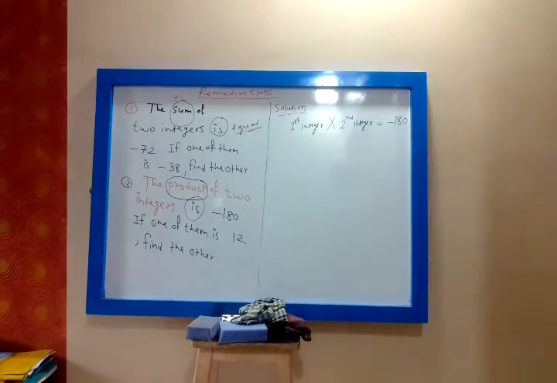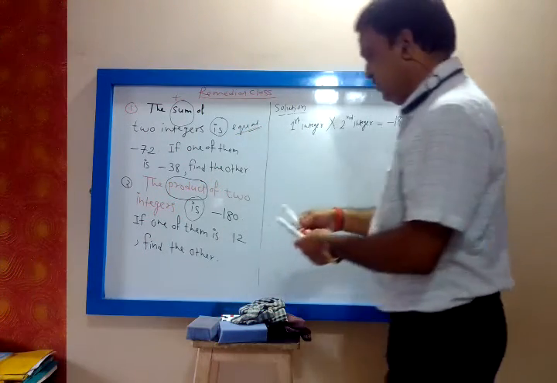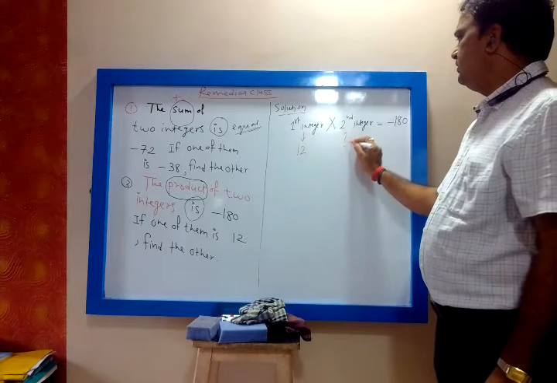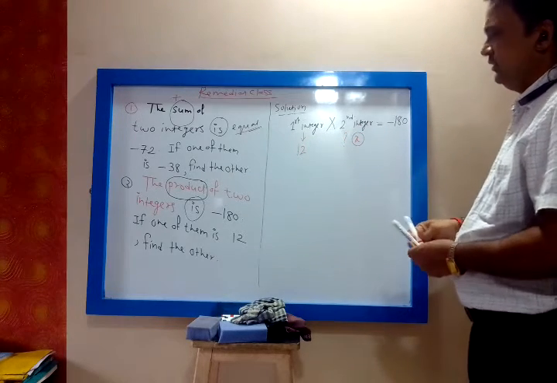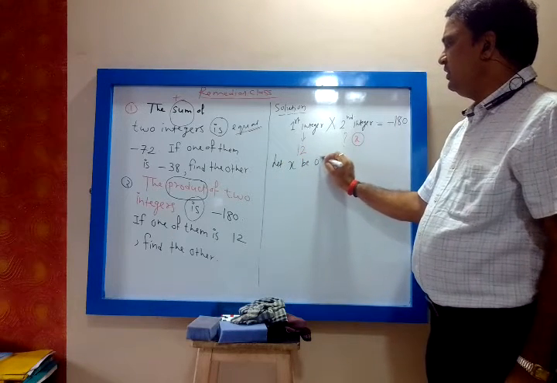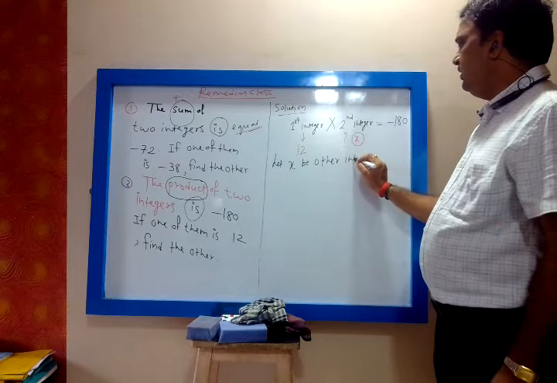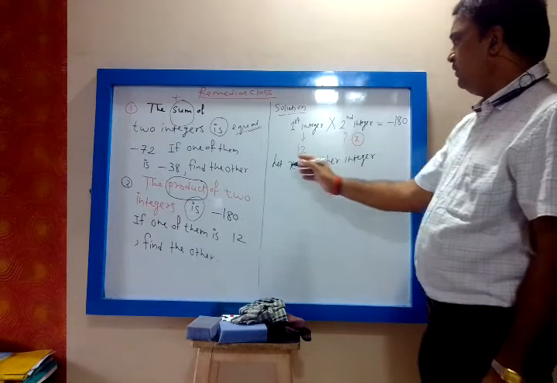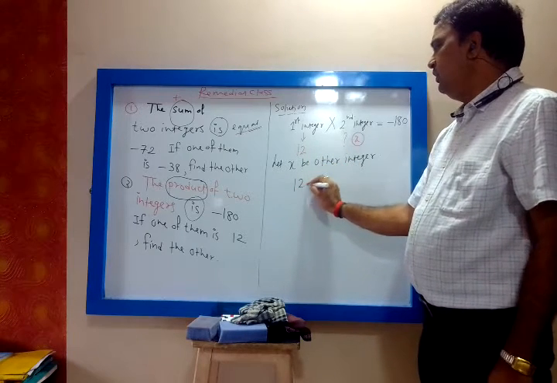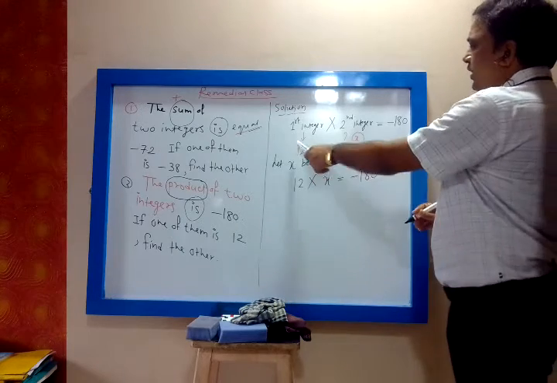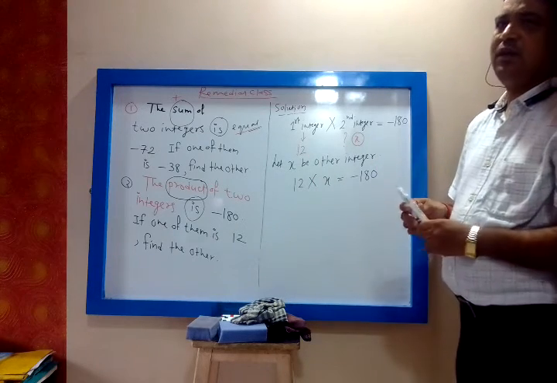Then one of the integers is given. What is that? 12. So my first integer is 12. Let us find the other. So the second we consider x. So we write, let x be the other integer. Okay. So how do we form the equation? 12 into x is equal to minus 180.